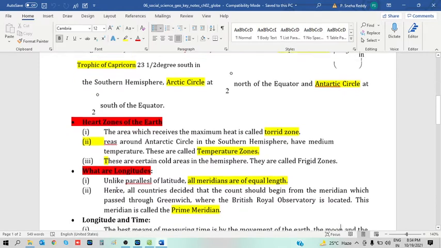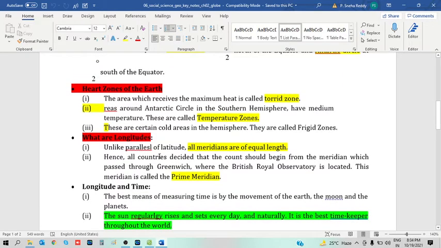And then let's go to the longitudes. What are longitudes? Unlike the parallels of latitude, all meridians are of equal length. The meridians run from the North Pole to the South Pole and are of equal length, but they are not joining. The latitudes form circles, but their size varies from the equator towards the poles.